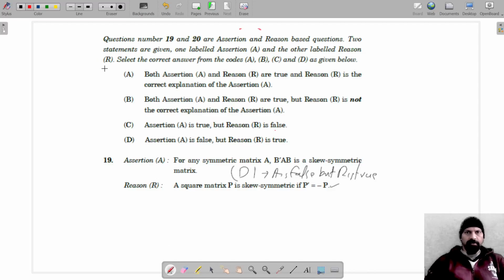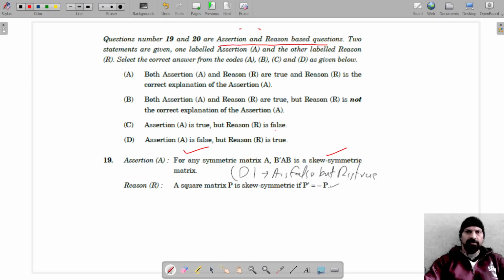For question number 19 and 20, these are the assertion and reason based questions, and two statements are given. So for any symmetric matrix A, B transpose AB is skew symmetric matrix, and the reason is that a square matrix P is skew symmetric if P transpose is equal to negative P. So we have to check this.